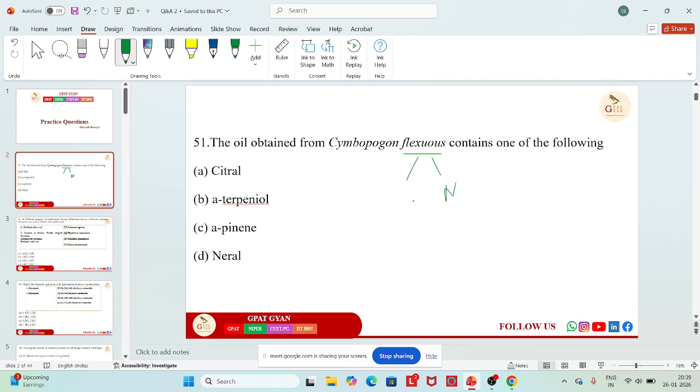So what is going to be the answer? Principal constituent of the lemongrass oil. Ma'am, citral. Citral. And for the citronella, it is geraniol. Geraniol is the principal component, not the citral, for the citronella. This is the confusing portion. That is, for the lemongrass oil, the principal constituent is citral, whereas for the Cymbopogon nardus or the citronella oil, the principal constituent is geraniol.